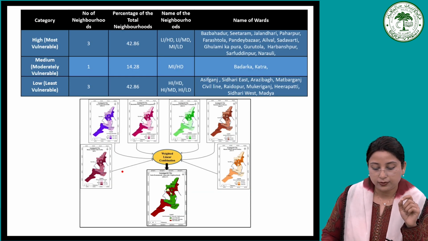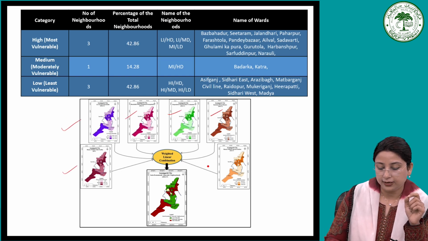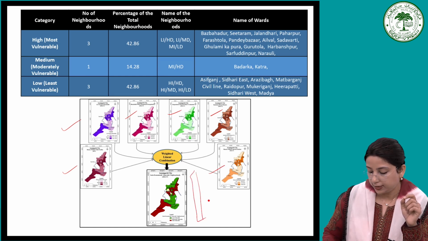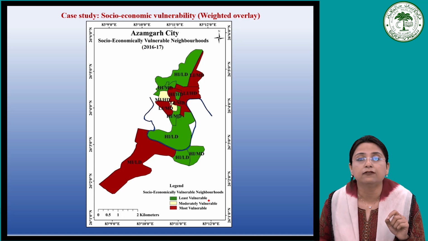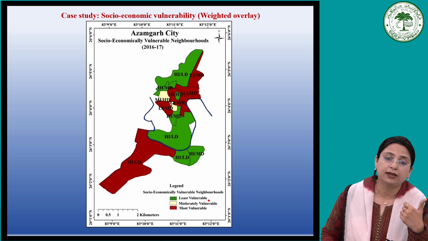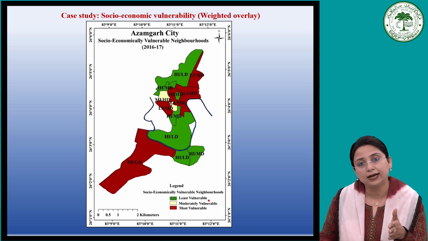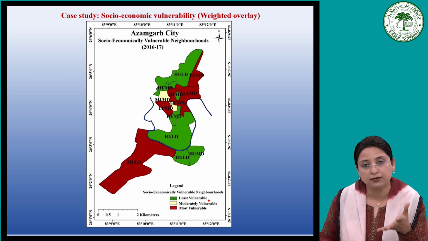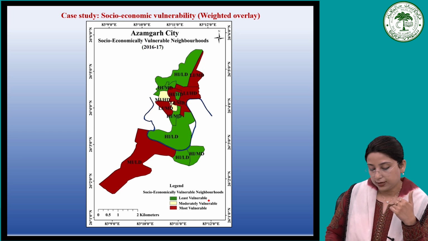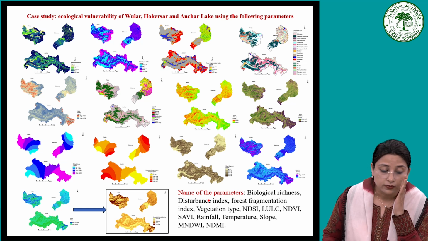Here also you can see the different input layers, and then we have combined them together in order to get socio-economically vulnerable neighborhoods. So, there we took environmentally vulnerable neighborhoods on the basis of different factors, and here again, on the basis of some decision criteria, that is different factors, we found the socio-economically vulnerable neighborhoods. If you see another case study, this is the last one.